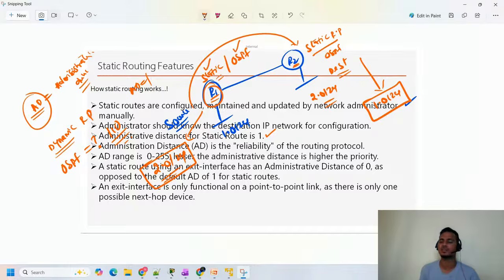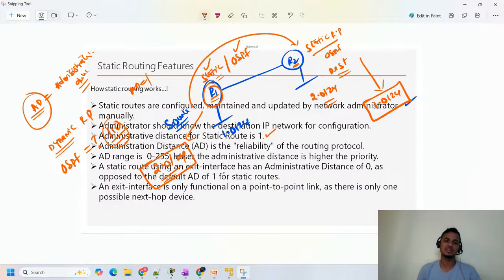So generally, whichever has the lesser AD value, that routing protocol is going to be selected to take the route and propagate the routing information.